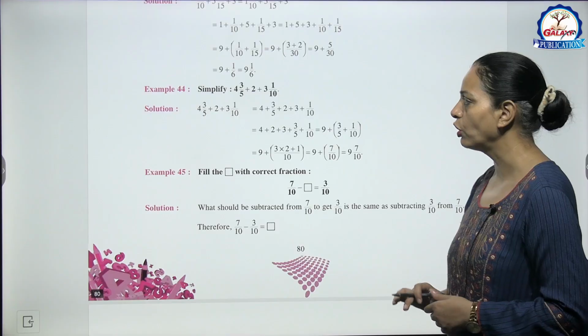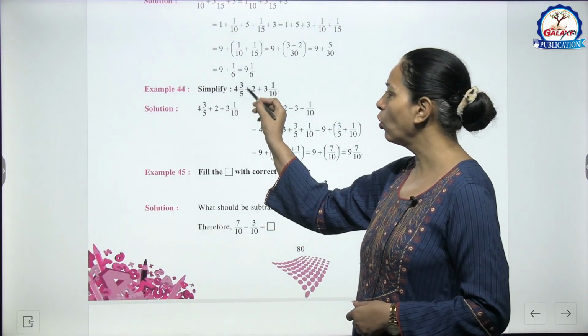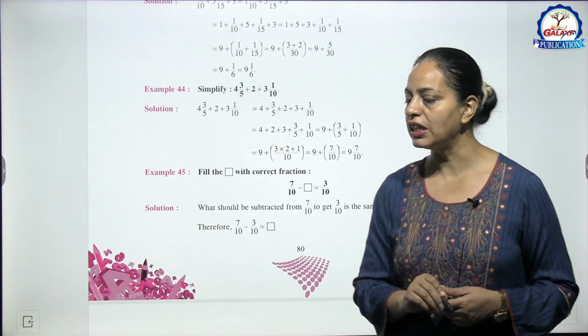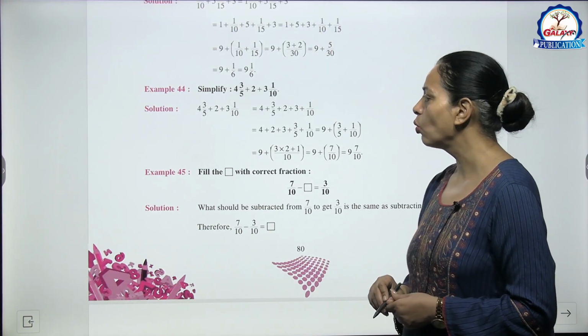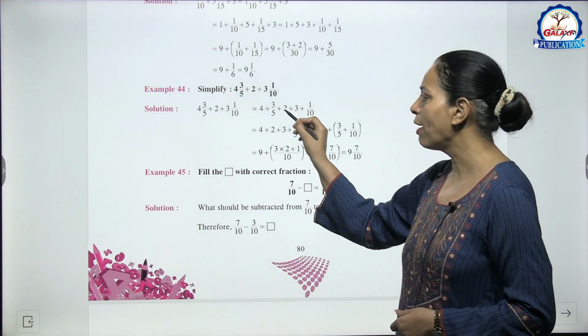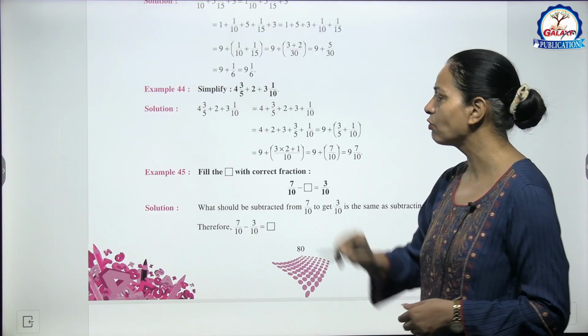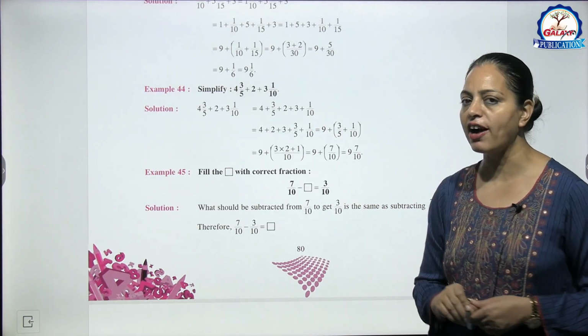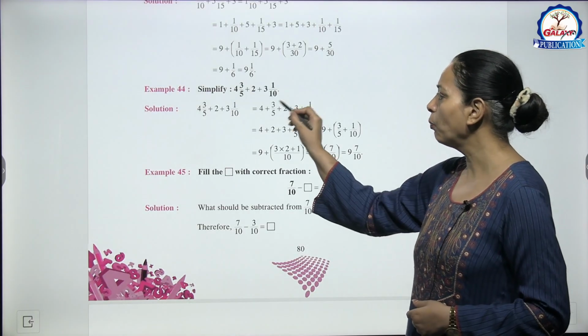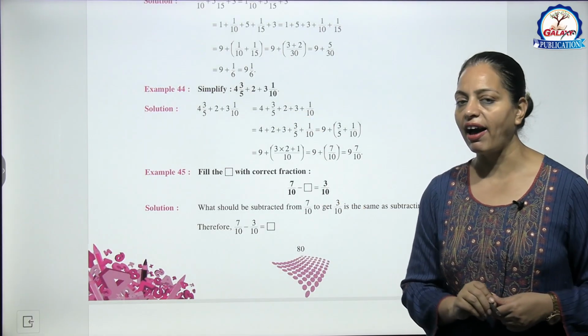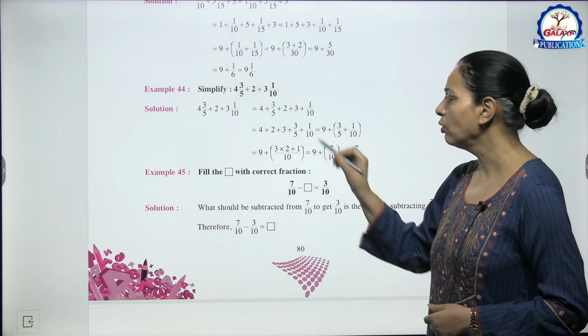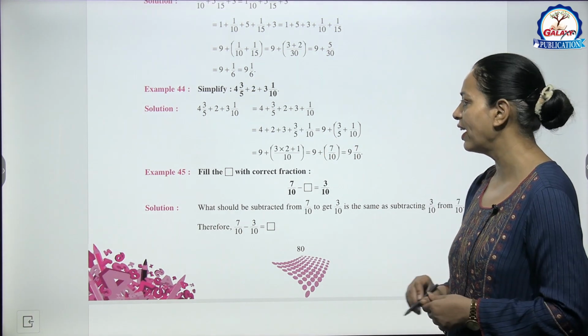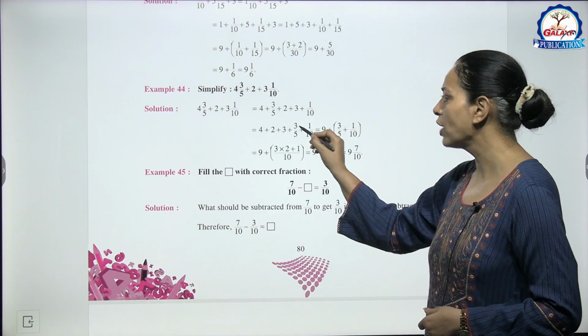Now example 44, simplify 4 whole 3 by 5 plus 2 plus 3 whole 1 by 10. So what to do? 4 plus 3 by 5 plus 2 plus 3 plus 1 by 10. Collect the whole parts, collect the fractional parts. So what we are getting? 4 plus 2, 6 plus 3, 9. And combine these two, take the LCM, LCM is 10. So this becomes 5 2s are, 3 2s are.